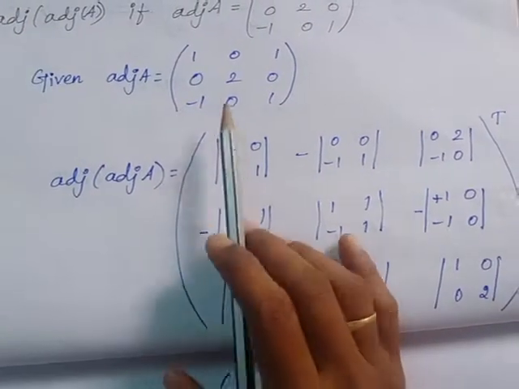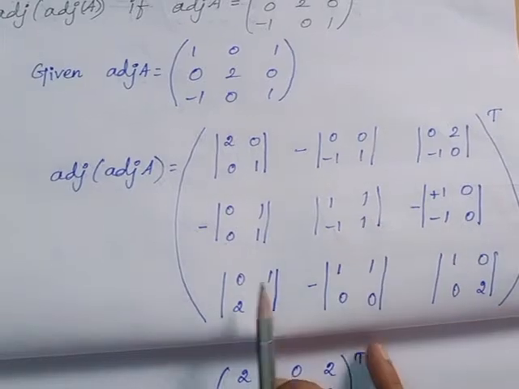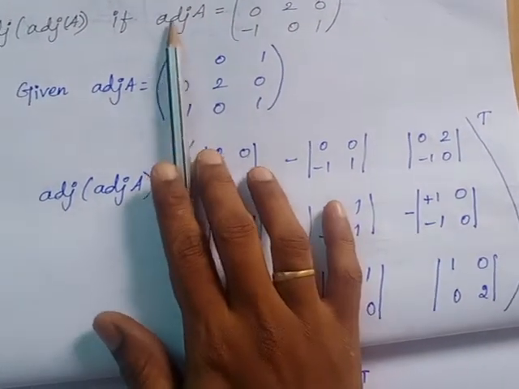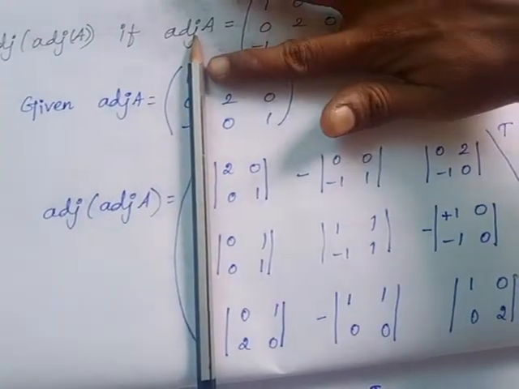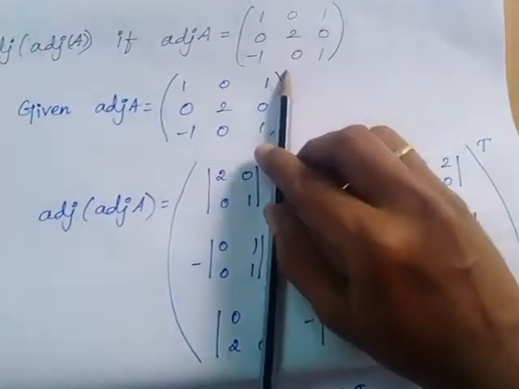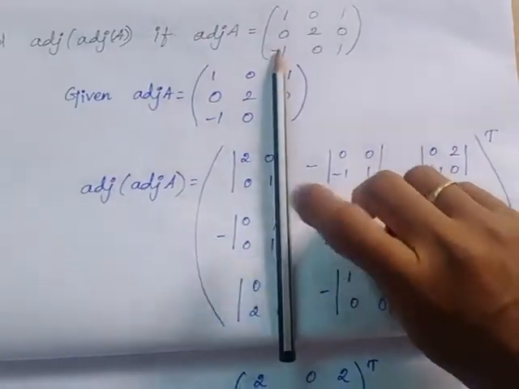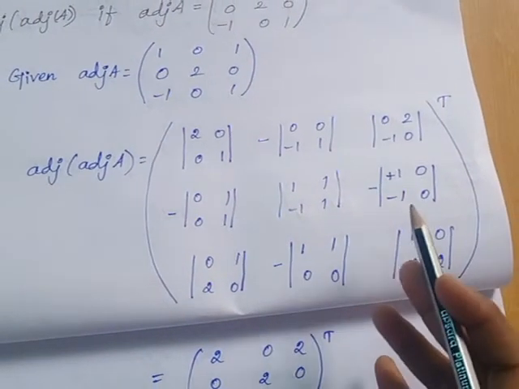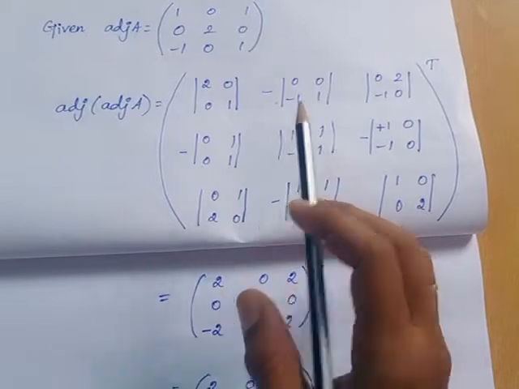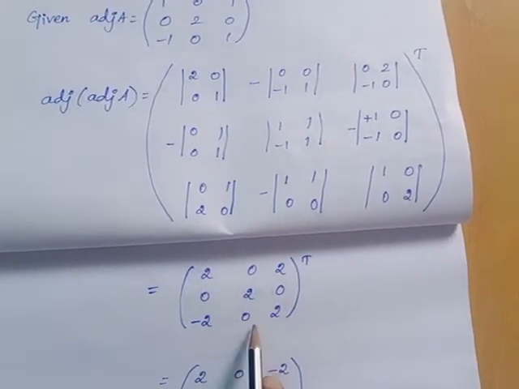That's all. First you have to find the cofactor signs: plus, minus, plus, minus, plus, minus, plus, minus, plus. Next you have to find the minor for every element. 1 has the minor 2 0 0 1, 0 has the minor 0 0 minus 1 1, and 1 has the minor 0 2 minus 1 0. In the same way you find the minor for every element, and simplifying these determinant values you get the answer 2 0 2, 0 2 0, minus 2 0 2.